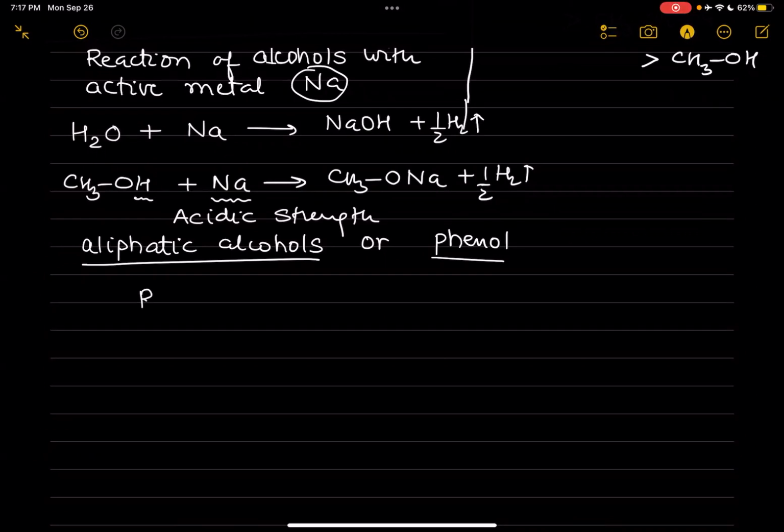So aliphatic alcohol, any alkyl group is represented by R. Okay, ROH. And phenol is written in this way, right? PhOH. Okay. So which is going to be more acidic in nature?